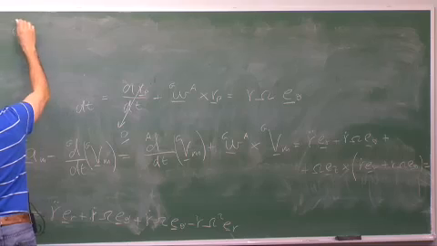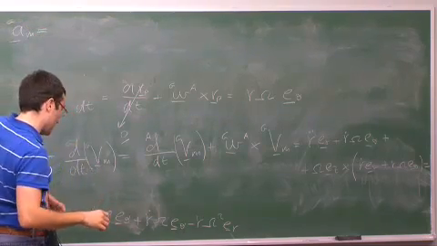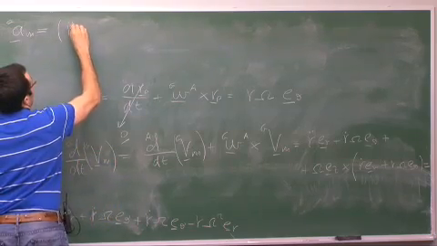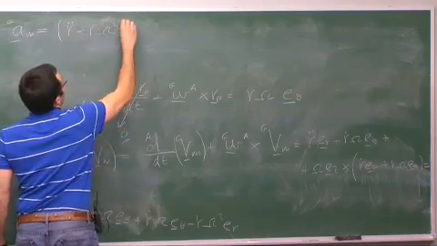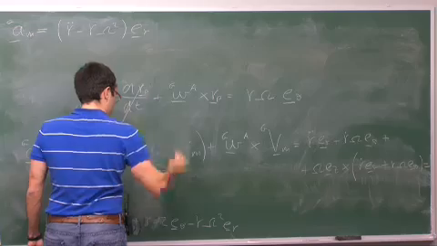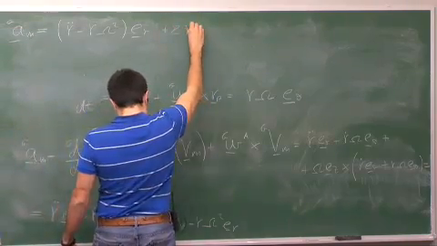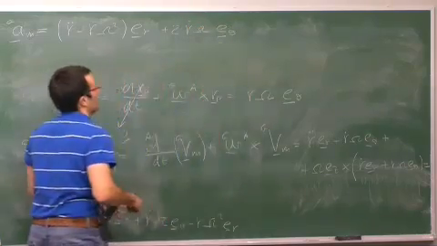Acceleration of m in g is the following vector. Let's try to put it all together. R double dot minus r omega squared little er plus 2 r dot omega e theta. Done.